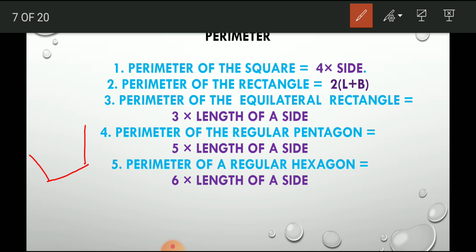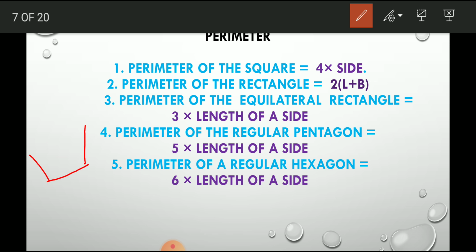See question number 1. Find the area of the triangle whose B is 4 centimeter and H is 2 centimeter. B stands for breadth and H stands for height. Now I just draw one triangle A B C. This is the height, 2 centimeter, and this is the breadth, 4 centimeter.